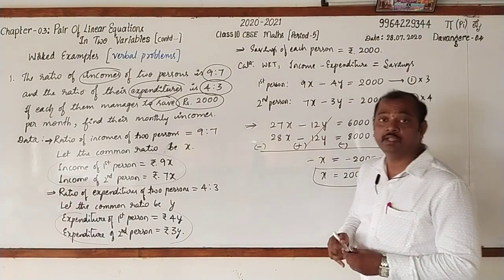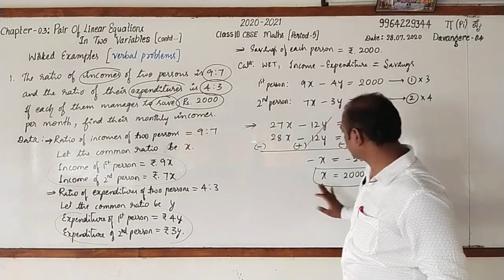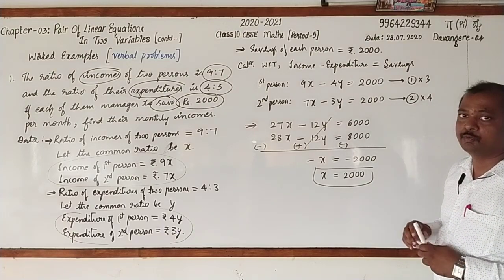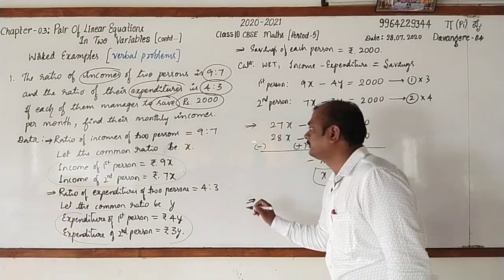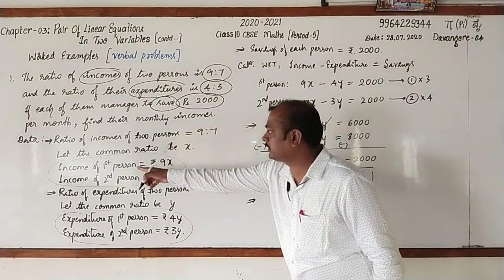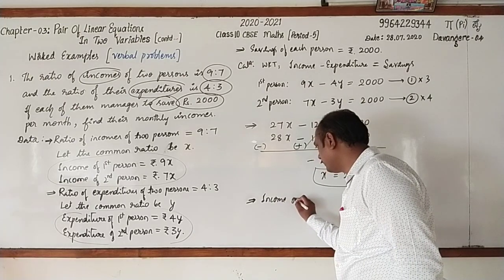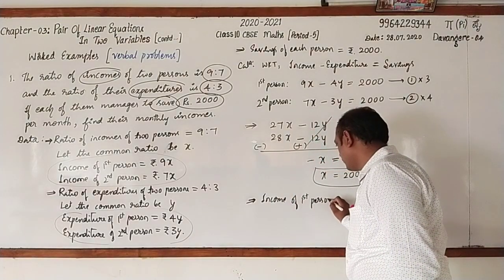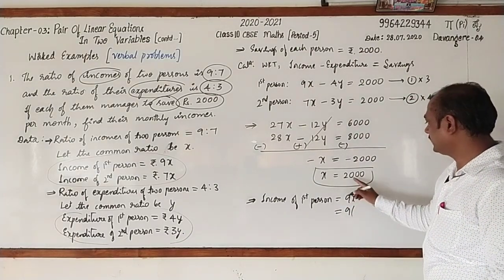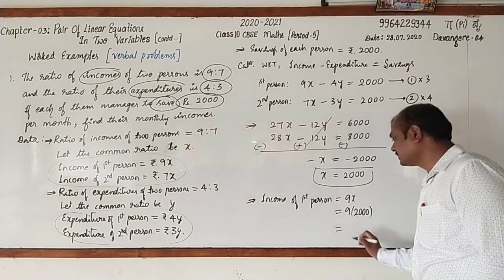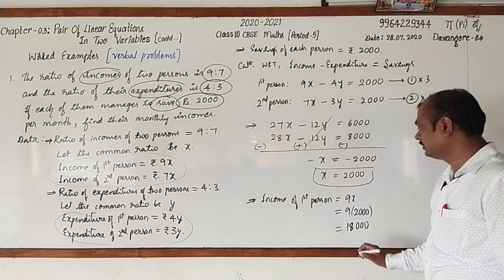We need incomes only. With respect to income, we have taken this as x, and we have got the value of x. If you want the expenditure, then you can go for finding y also. Find their monthly incomes. Income of the first person: how much? It is 9x. This is equal to 9 into x, which is 2000, and 9 2000s are 18,000.